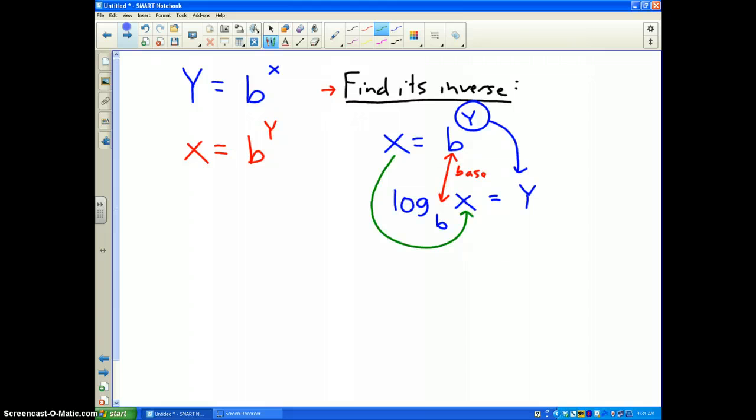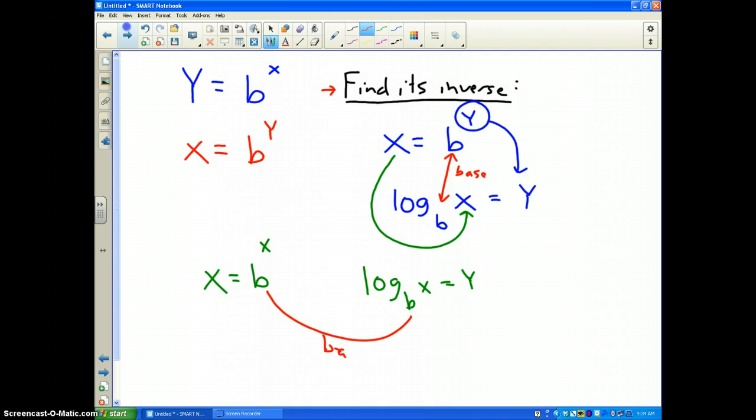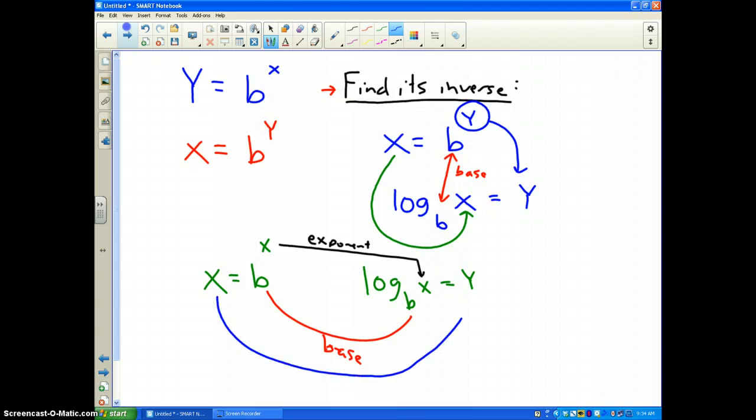Now, I would write that down. Maybe I'm going to write it down one more time over here with all my arrows so that you know how to write inverses. The base b goes there. That's the base part. The exponent part goes right there. That's the exponent. And the solution, what it equals, oops, I'm sorry.